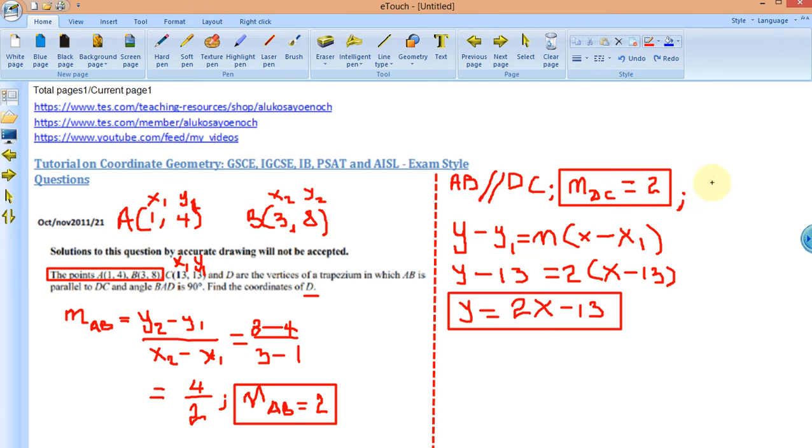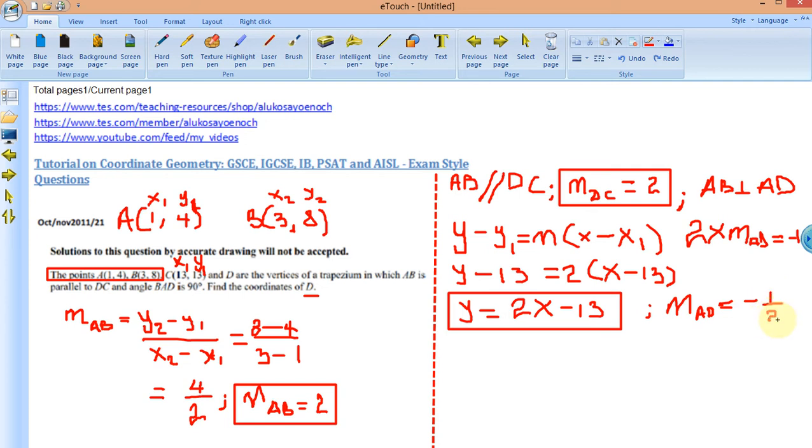Now since AB is perpendicular to AD, don't forget that when you have two lines perpendicular to each other, then the product of their gradients will give you -1. And the gradient of AB is 2. So we have 2 times the gradient of AD, let's tag that m_AD, should give me -1. So then from there, I can finish up. The gradient of line AD will be -1/2. That will be minus half.